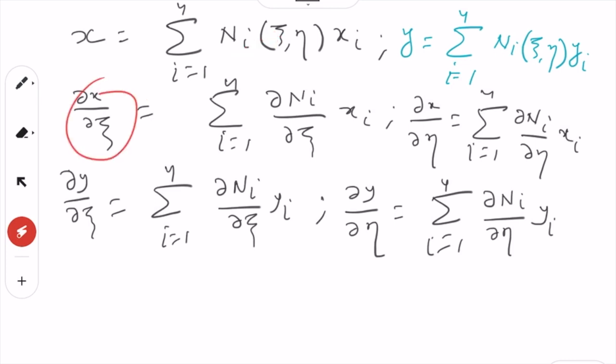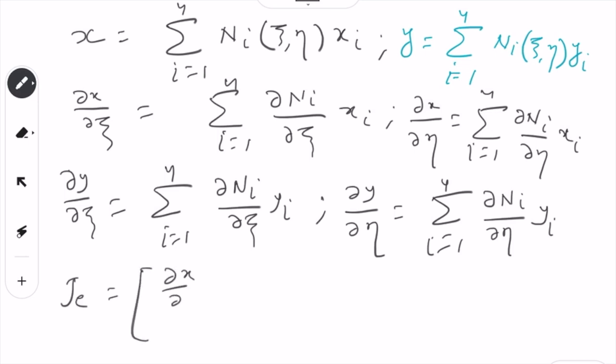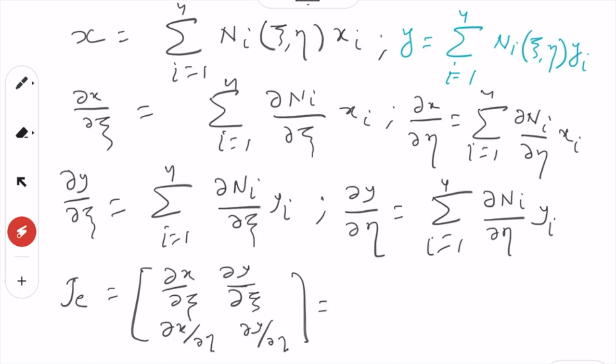Okay, so you can see how, if you have to write x, from there we can actually relate. Since we know this, and since J^e is given by del x over del xi, del y over del xi, del x over del eta and del y over del eta, that really means this. So we will have four of them. We have this first, then this first, then this, and then this. That is what we have. So we can write this as the summation of all these terms, on the next page.